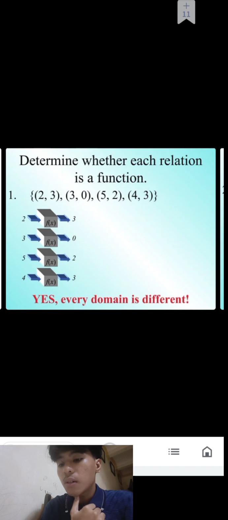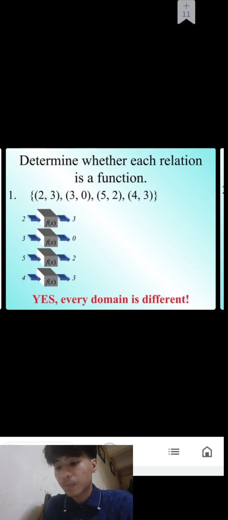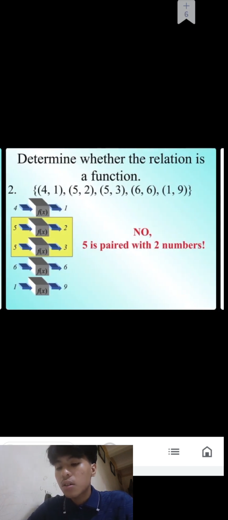Just like this, we have an example here: (2, 3), (3, 0), (5, 2), (4, 3). So this is a set of pairs of a function. If a function has two outputs for one input, that is not a function. Every domain value needs to be different. If the domain is the same, that's not a function. I mean, if there is a repeated domain value.